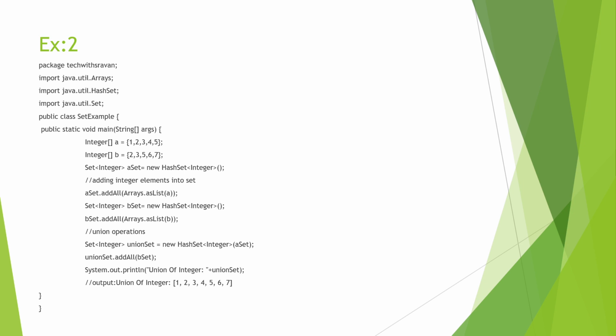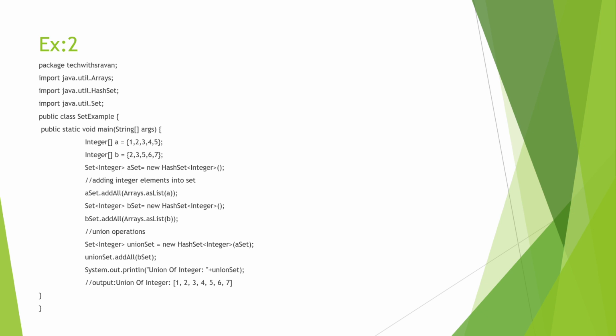So we have a set and b set created. Now I am creating the union of these two. For this one I am giving Set<Integer> unionSet equal to new HashSet of, first creating the a set. I am taking the elements from the a set to the union set. Next, unionSet.addAll(bSet). So I am adding a set and b set to the union set. So it is a union operation.